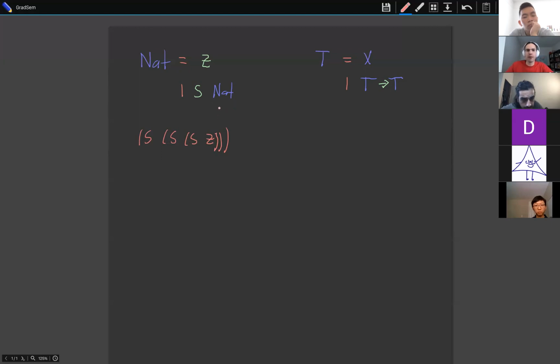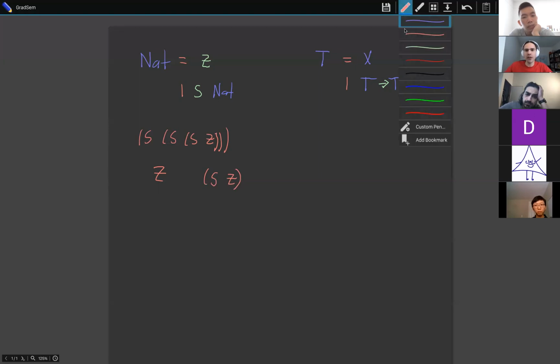So what does the grammar for natural numbers say? Well, one thing that it says is that z is a natural number. Now, since I know that z is a natural number, the second rule says that if I have any natural number, I can form the successor of that natural number, and that is also a natural number, right?